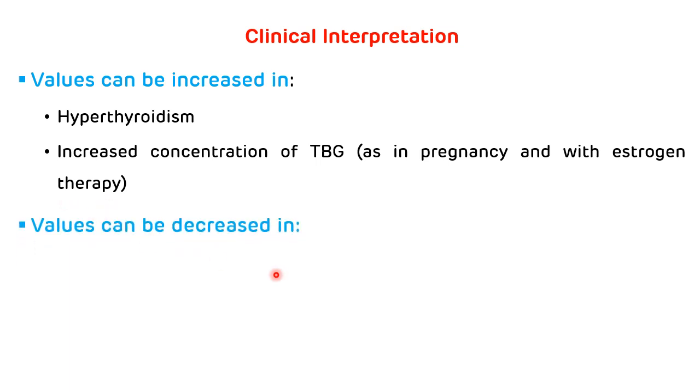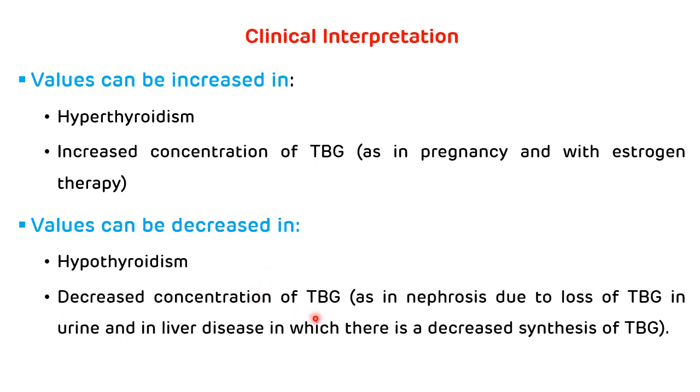Values can be decreased in hypothyroidism and in decreased concentration of thyroid binding globulin, which is seen in case of nephrosis due to loss of thyroid binding globulin in urine, or in liver diseases in which there is a decreased synthesis of thyroid binding globulin.